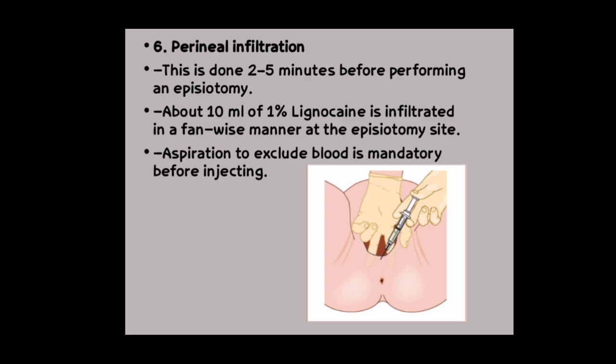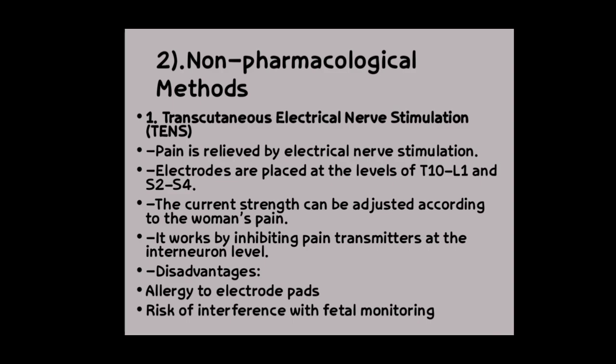6. Perineal infiltration. This is done 2 to 5 minutes before performing an episiotomy. About 10 ml of 1% lignocaine is infiltrated in a fan-wise manner at the episiotomy site. Aspiration to exclude blood is mandatory before injecting.